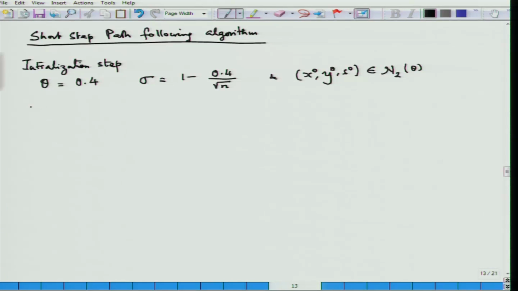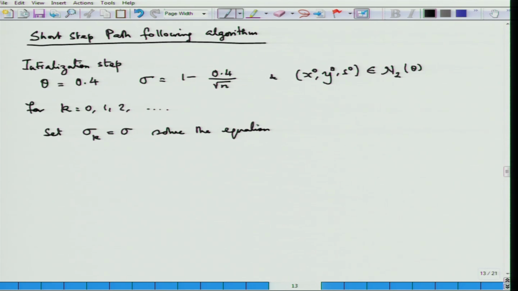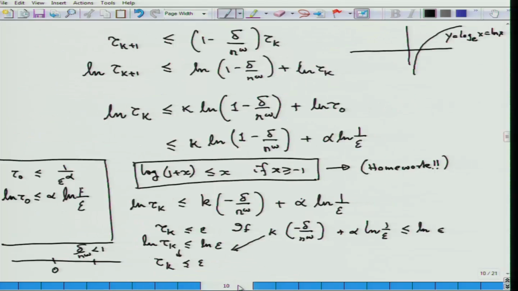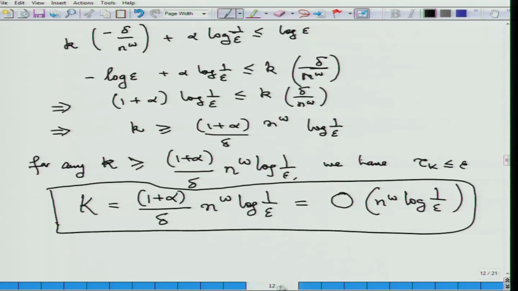So, now, do I loop? So, for each k, sigma k is not adaptive, it is not changing, it is fixed, and solve the equation star. So, this is what you have to do, you have to solve the equation star.